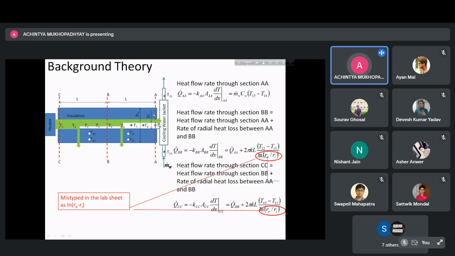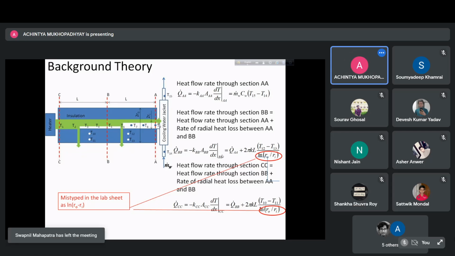Add it to the heat passing through section AA, and you get the heat passing through section BB. And this heat passing through section BB, you can put as minus kA dT/dx, everything measured at section BB.